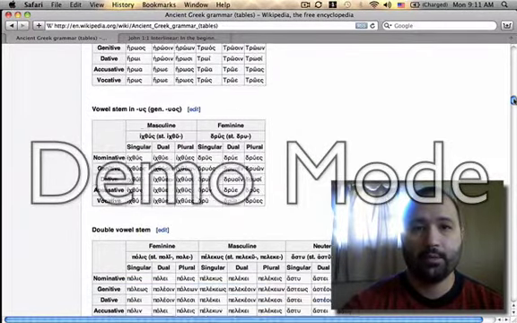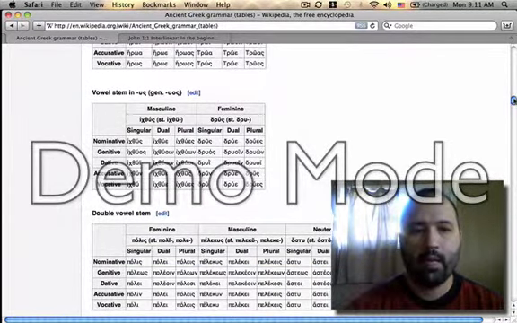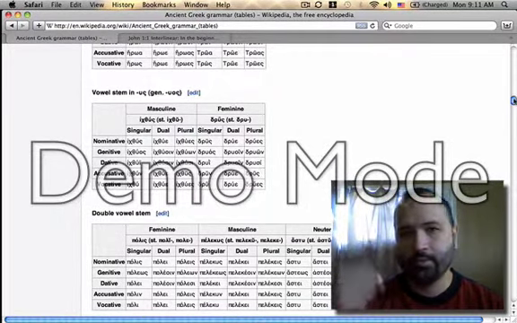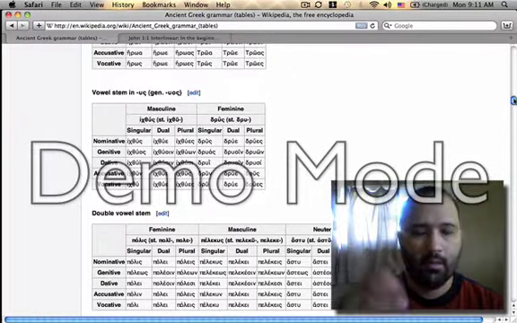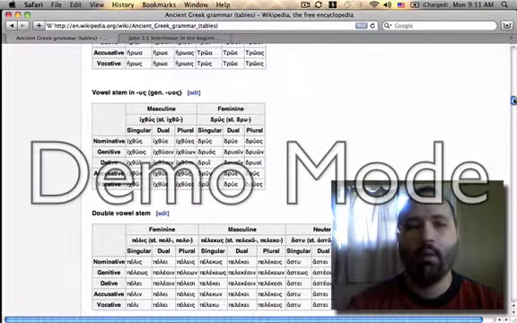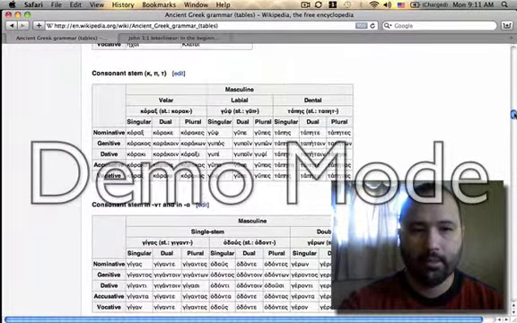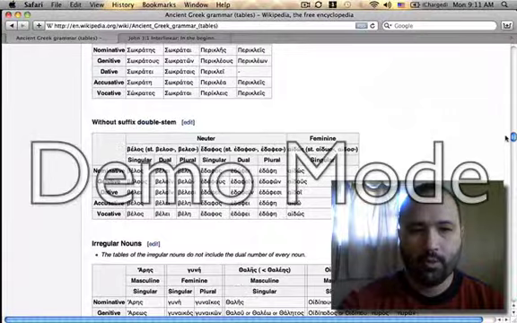There's 3 declensions in Greek. In other words, 3 ways that Greek nouns can be changed into certain numbers, singular, plural, and cases, genitive, accusative, etc. This is invaluable, this chart. Bookmark this. Also, let me show you here.